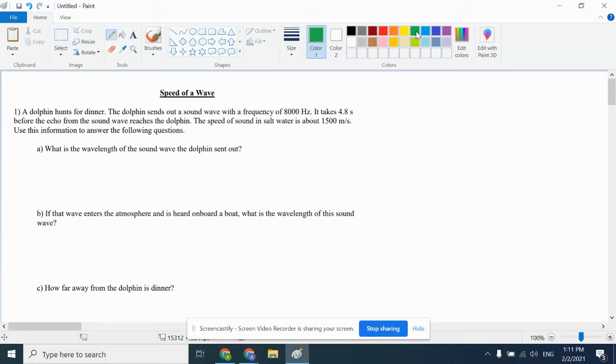All right, let's do some math on sound and just waves in general. So let's start with this. Dolphin hunts for dinner. Dolphin sends out sound with a frequency of 8,000, and it takes 4.8 seconds for the echo to be heard by the dolphin itself. The speed of sound in water is 1,500 meters per second. First one is what's the wavelength?